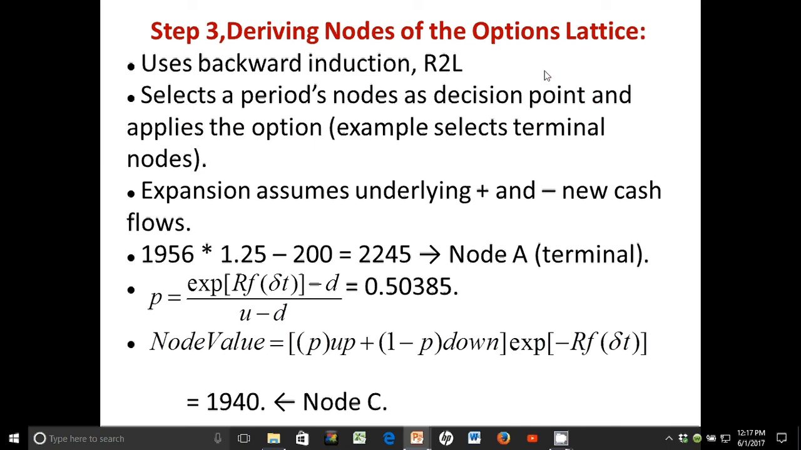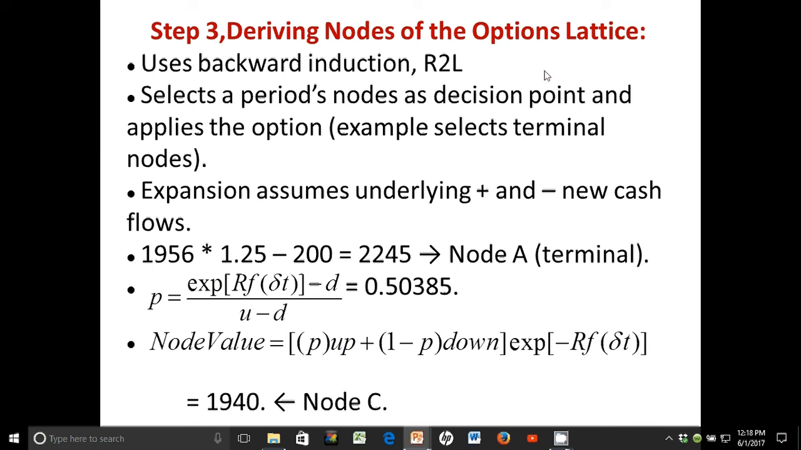Step 3 will calculate the nodes of the options lattice from right to left. Node A, you recall, was 1956. Our option selects the terminal nodes, but this is for convenience in this example. An intermediate node could have been selected, depending on when the option is exercised. Our option for expansion of the project includes both positive and negative expected cash flows. In the example, the option is expected to increase revenue by 25% at a cost of $200, and the result for node A on the option lattice is now $22.45.